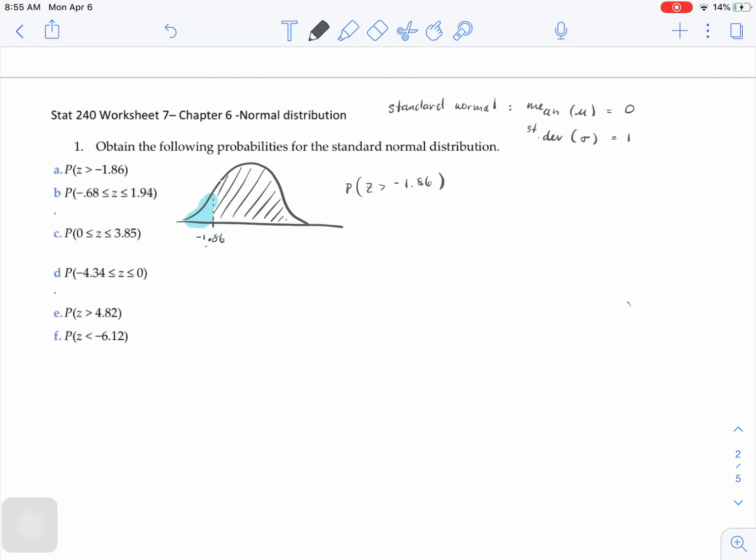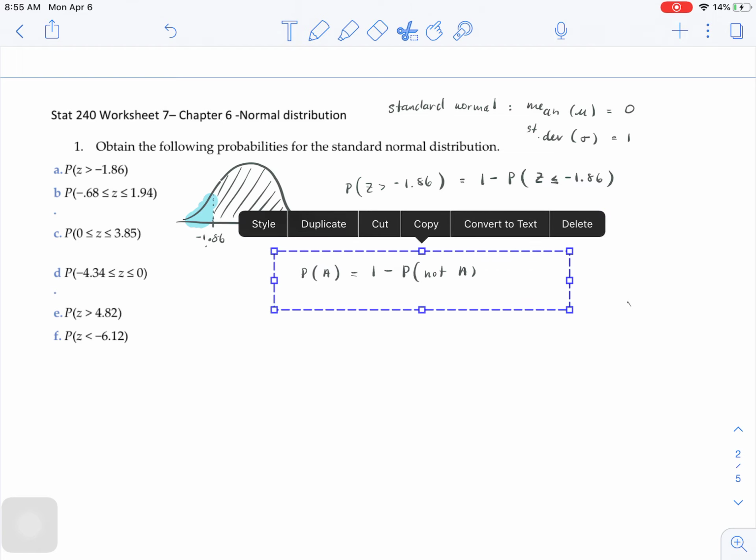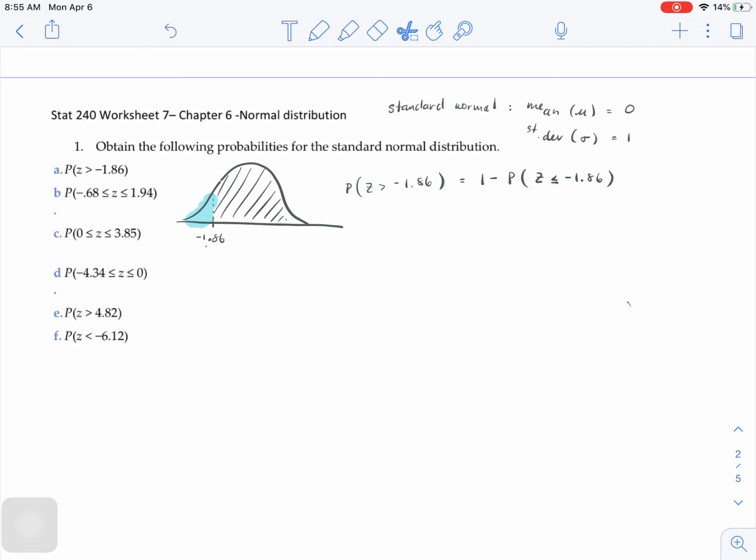One way we can think about it is using one of our probability rules, which says that the probability of A is just equal to 1 minus the probability of not A, or the opposite of A. So therefore, the probability that Z is greater than -1.86 is equal to 1 minus the probability of the opposite. The opposite of being greater than is being less than or equal to. So the probability that Z is greater than -1.86 is 1 minus the probability that Z is less than or equal to -1.86.